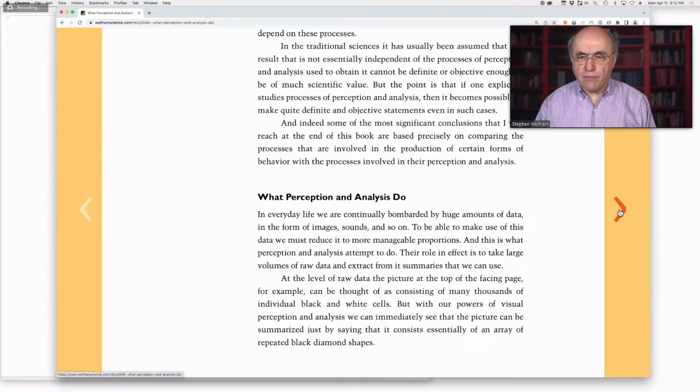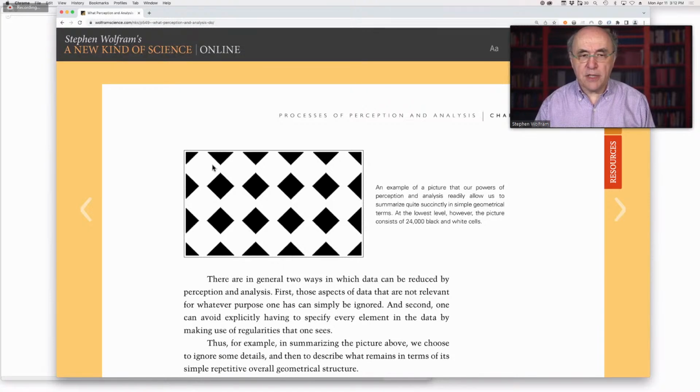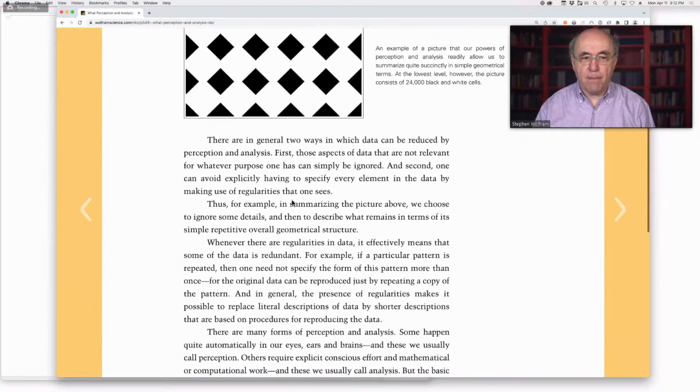So we can look at a picture like this one here, and we could describe it just in terms of every single pixel, black or white, in the picture. But it's quite easy for us to summarize this picture by just saying that it's made of a bunch of diamond shapes and so on. We don't have to give 24,000 black and white cell specifications. We can just summarize that picture. And that's what perception and analysis do for us. They give us this kind of summary.